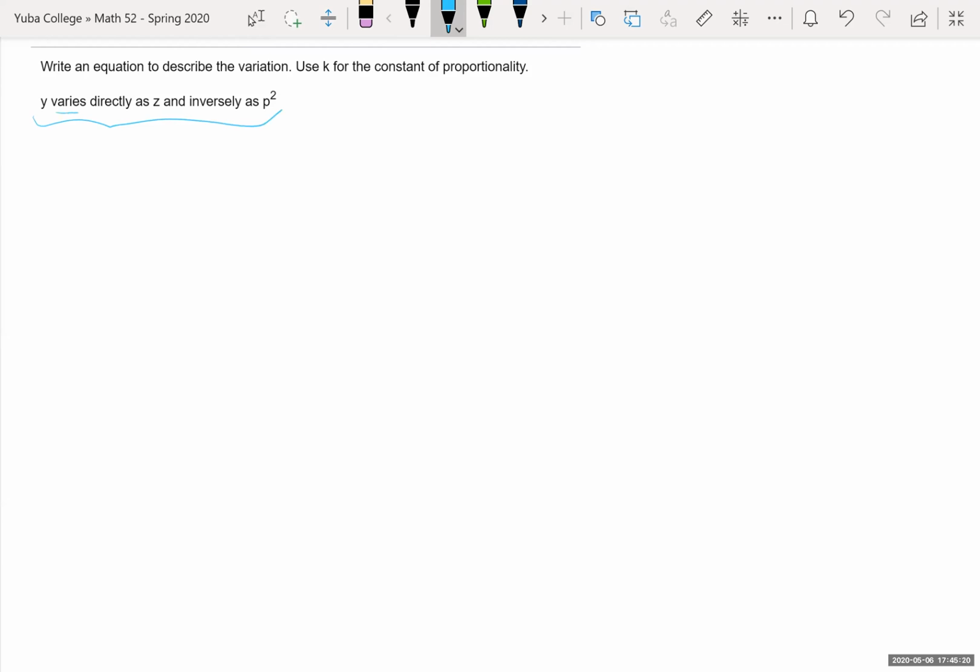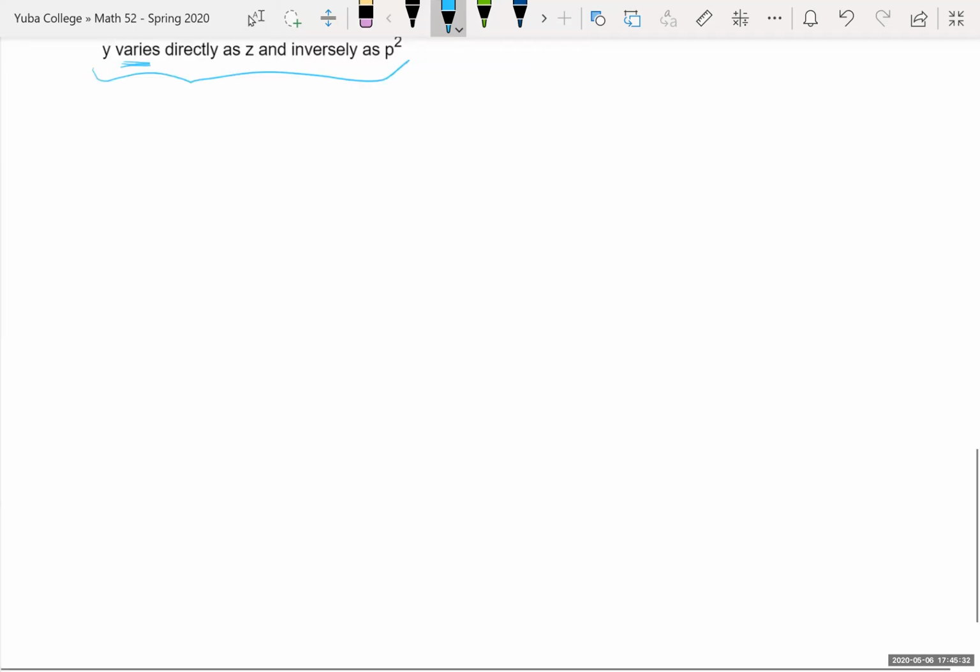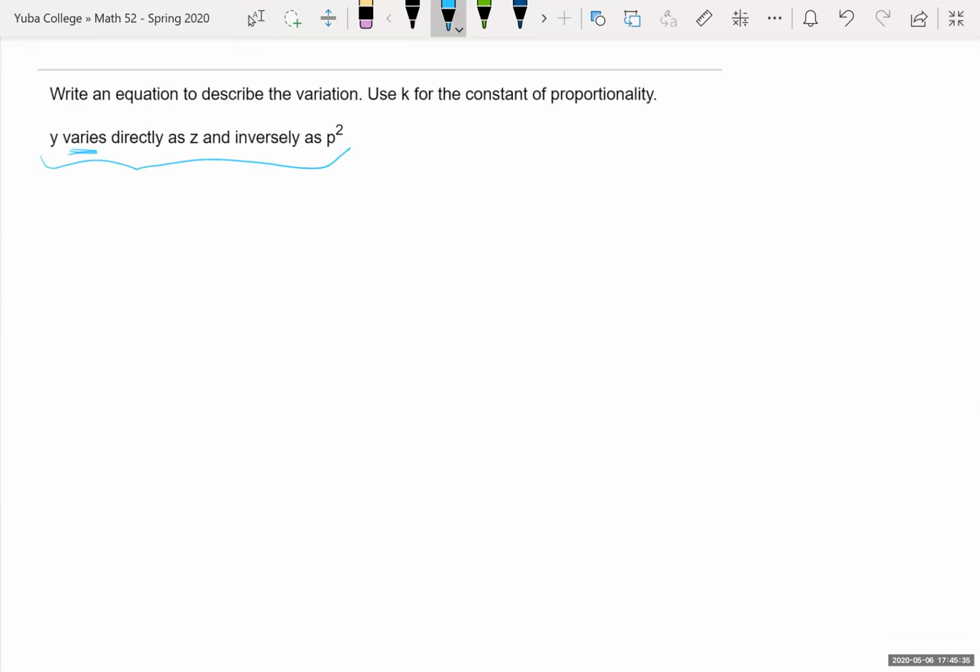Whenever you see y varies or something varies, you know that whatever it told you equals k and then whatever. So y varies, I know here then y equals. I'm always going to put that constant k after I put the equal sign for variation problems.